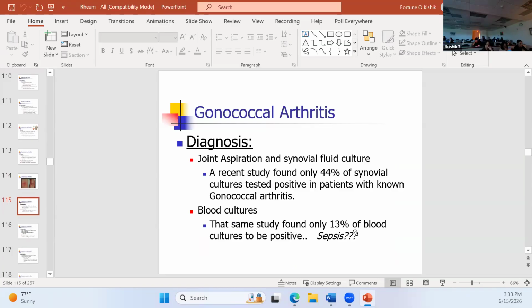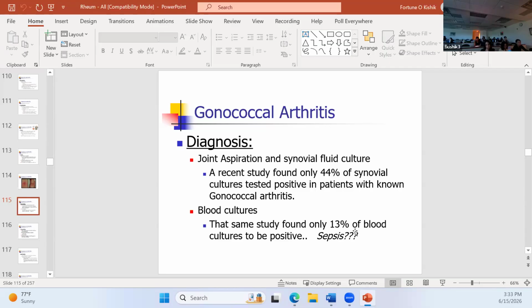All right, that might do it. If you want to get a confirmation, put a needle in there, aspirate some of that fluid out, and send it down. They'll tell you, oh, its etiology is gonococcal. We also know that blood cultures on gonococcal are positive about 13%. The question is, how septic is that patient?